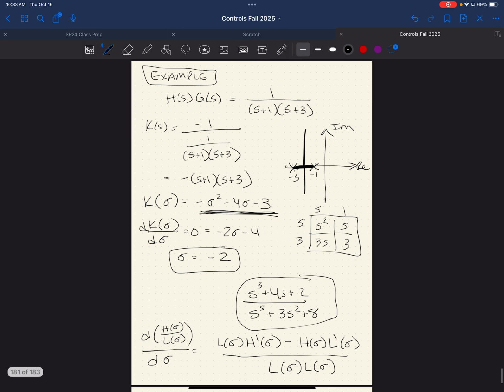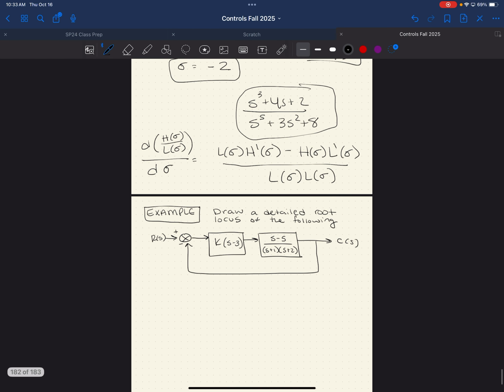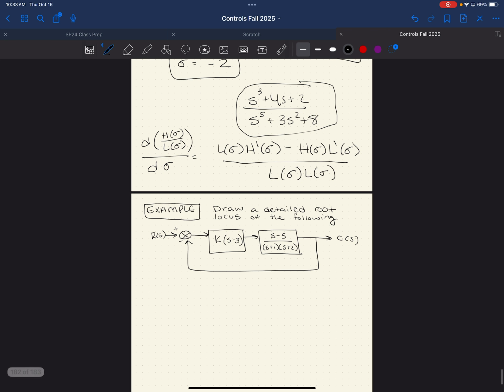Okay, so you'll need this for this last example. All right, last example. We're going to pull it all together and draw a detailed root locus of the following system.